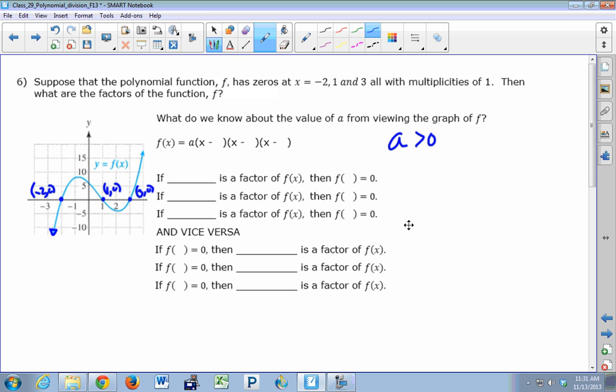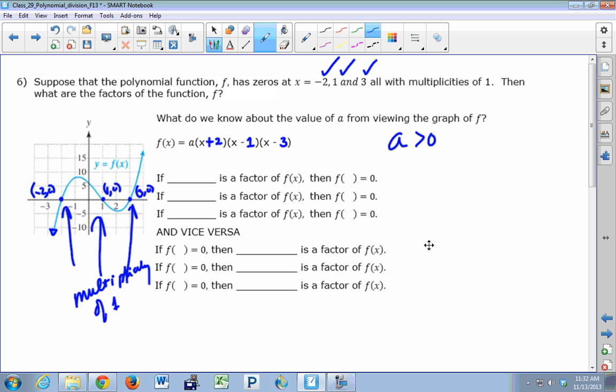So if I take away a -2, this becomes x plus 2. That one's done. When I take away my next 0, it looks like that, x minus 1. And when I take away 3, it looks like that. They all have multiplicity of 1 because they go directly through the x-axis. They don't flatten out like the cubic does, okay? They go straight through. So they all have a power of 1. Each factor has a power of 1.